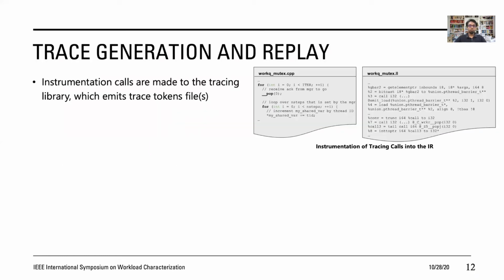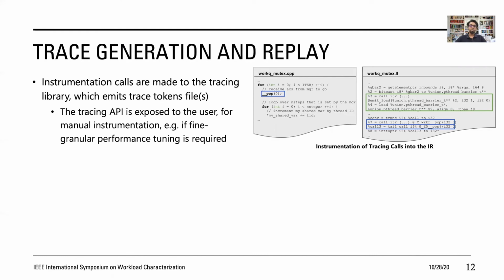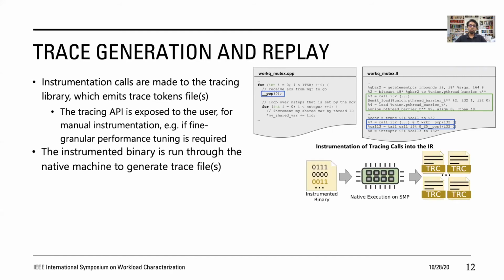During trace generation, the compiler pass scans for uses of primitives in the trace specification and instruments these with tracing calls. The left snippet shows the application program invoking the pop primitive, and the right one shows the compiled IR. Here, popj is the actual call, and that is preceded by the tracing call, which is C worker pop. Similarly, %4 is an actual load instruction, and %3 is the tracing call that emits the load into the trace file. The API that emits these calls is exposed to the user for manual instrumentation if desired. The instrumented binary is executed on the native machine to generate the trace files.